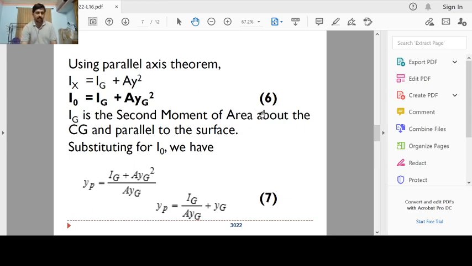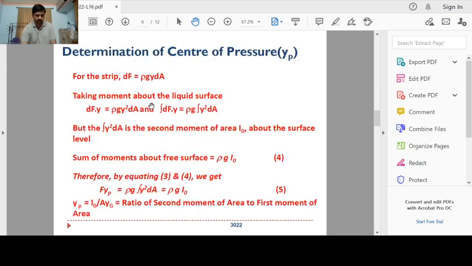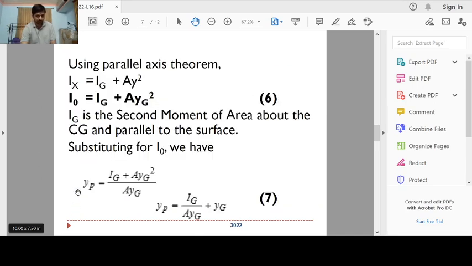So Ig is the second moment of area about the Cg and parallel to the surface. Now when you substitute for I naught from the previous expression, you will get I naught equals Ig plus A yg squared. So you have Yp equal to I naught by A yg, right? Yp is the position of total pressure or center of pressure. Center of pressure is equal to Ig plus A yg squared divided by A yg, or Ig by A yg plus Yg.